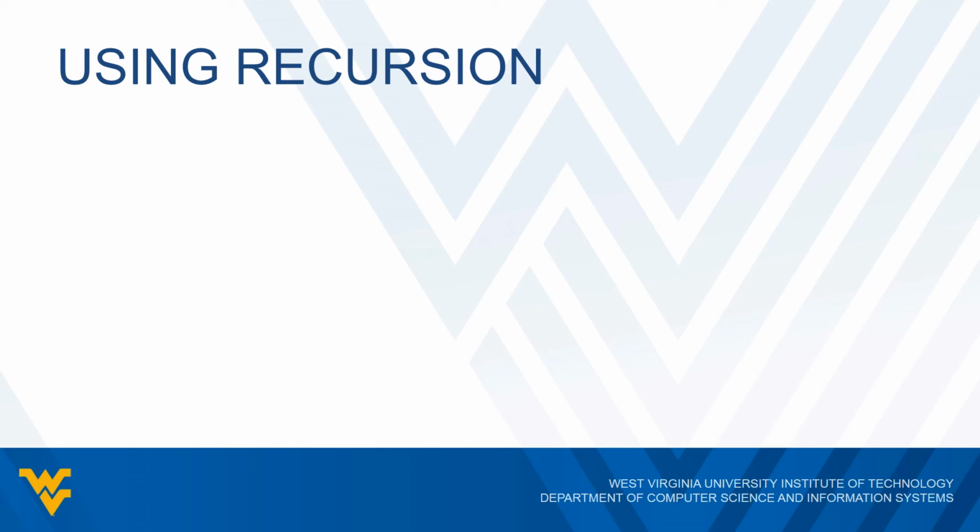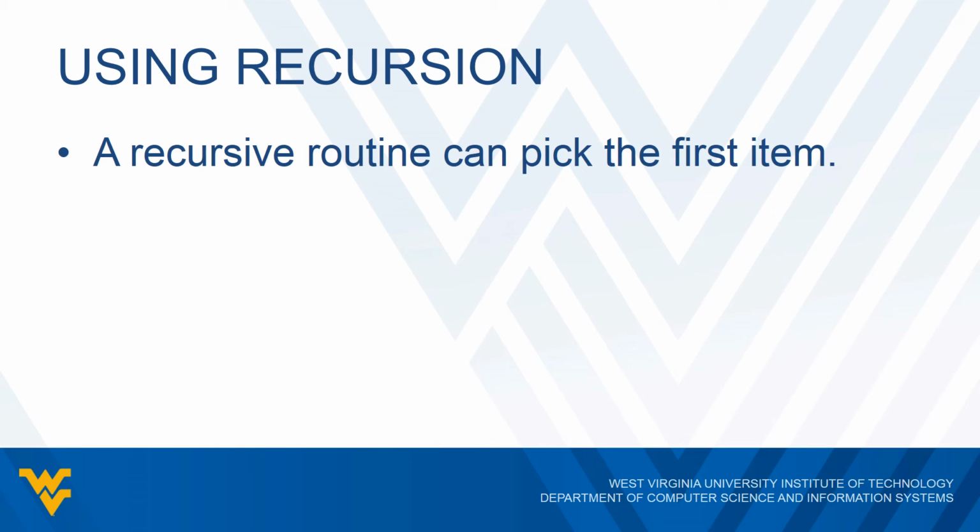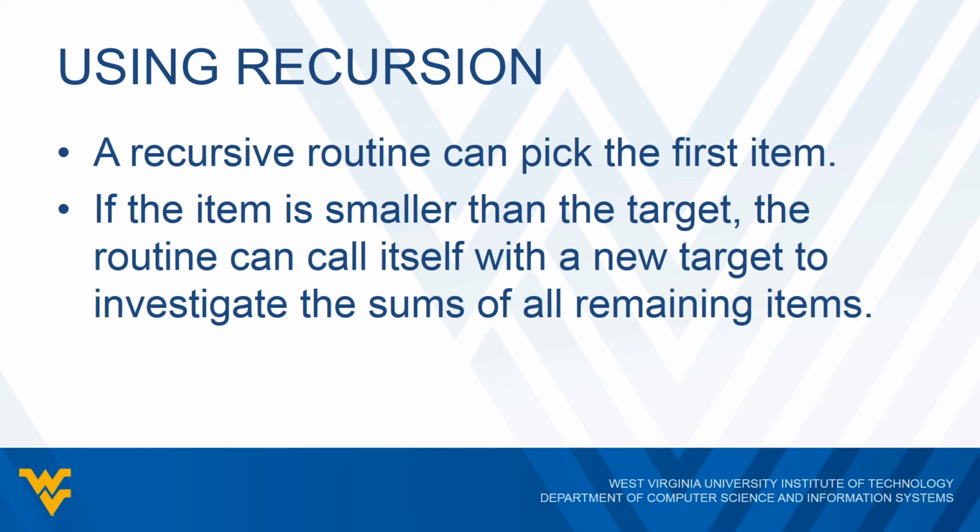We can actually use recursion to help us with this problem. So the recursive routine can pick the first item, and then we would check to see if that item is smaller than our target. If so, then we can have the recursive routine call itself and pass the new target in order to take a look at the sums of all the remaining items. So that's all we're doing here. We would just call the original method with our target. We would pick an item, and if that item is equal to the target, we're good. If it's less than the target, then we would call the method again, passing the value of the new target and see if we can add some more items to our knapsack.